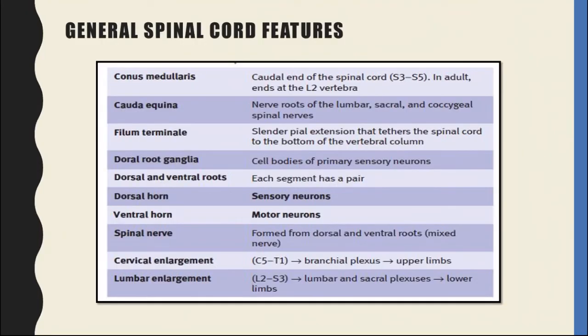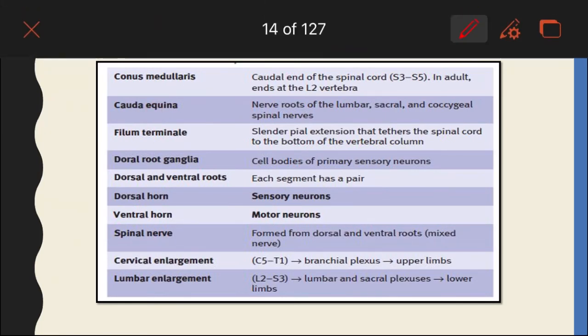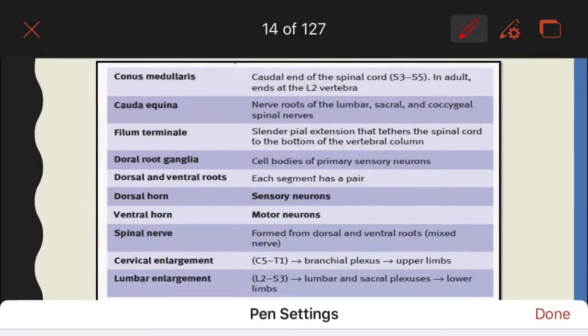Now, this slide summarizes what we have read till now. What is conus medullaris? Conus medullaris is the caudal end of the spinal cord, S3 to S5, and in an adult it ends at the L2 vertebra. What is cauda equina? As the name itself suggests, it is like the tail of a horse. These hair-like fibers are spinal roots. The nerve roots of the lumbar, sacral and coccygeal spinal nerves make up the cauda equina.